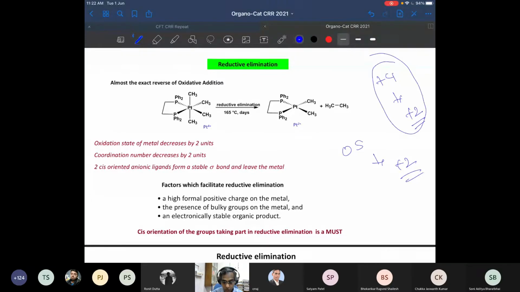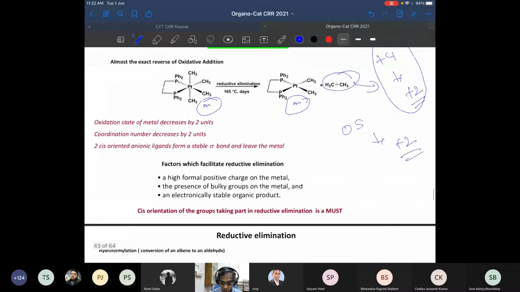Nothing much. So here you have a +4 platinum. In the reductive elimination, you get an ethane molecule out of this complex, and then it is reduced to your platinum 2+. That's all.